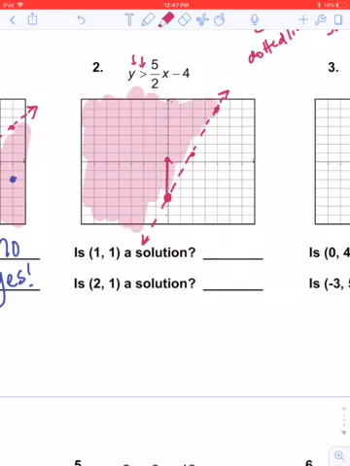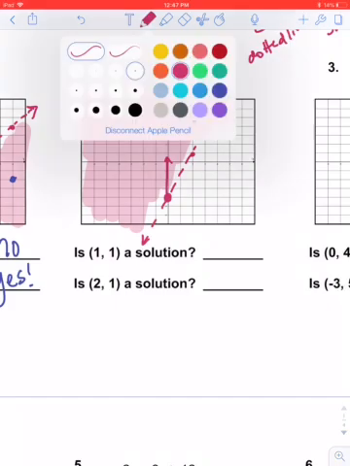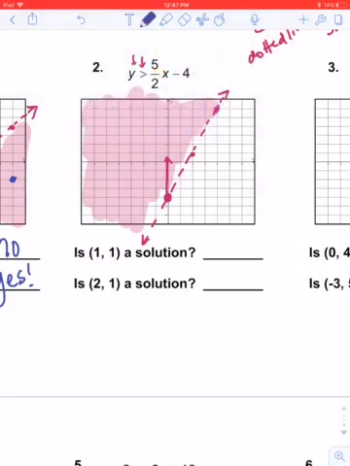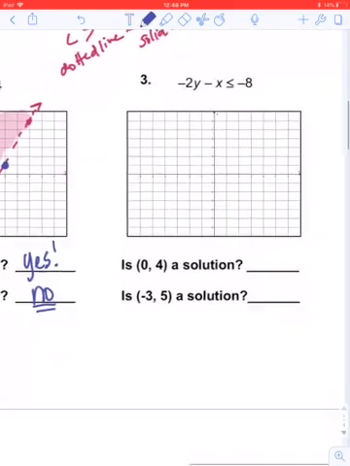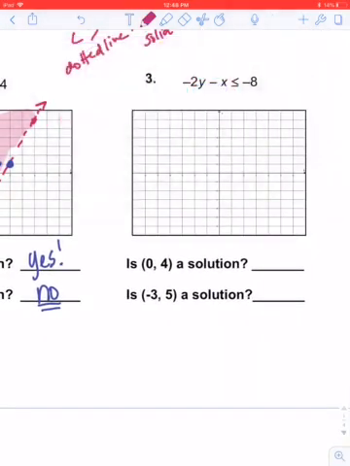Okay, so then it says, is (1, 1) a solution? Well, I'm going to graph (1, 1) right there. Yes, it is. It's in my shaded region. Is (2, 1) a solution? Well, that's on the line. In this case, the line itself is not fair game, because this line is dotted. If it was equal to, if it was a solid line, my answer would be yes. But in this case, it is a dotted line, so the answer is no. Okay, all right. One more on this page.